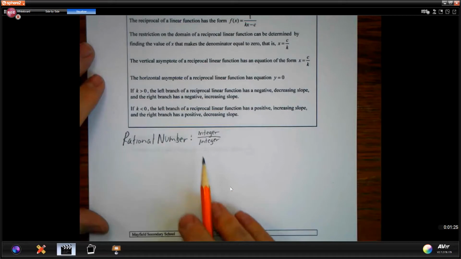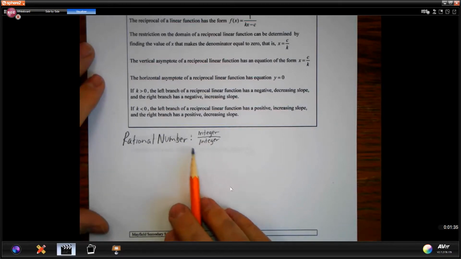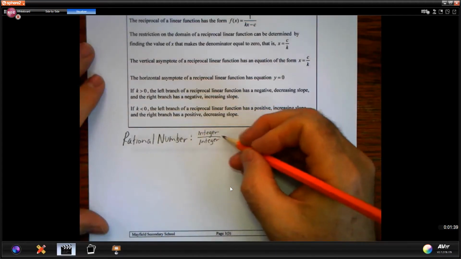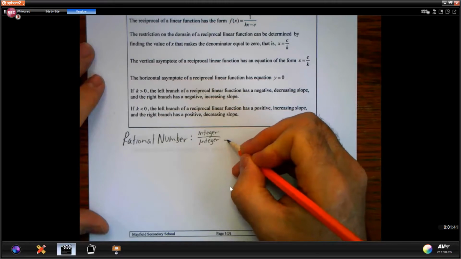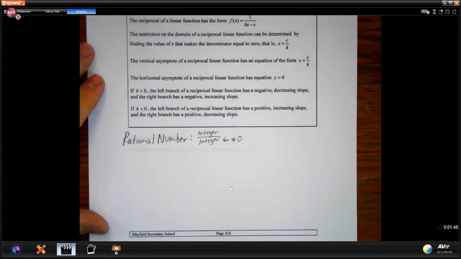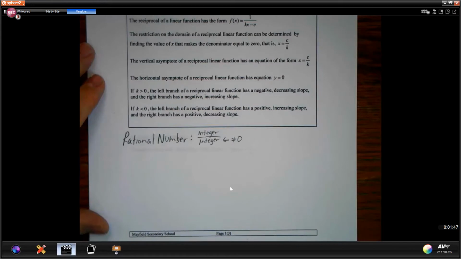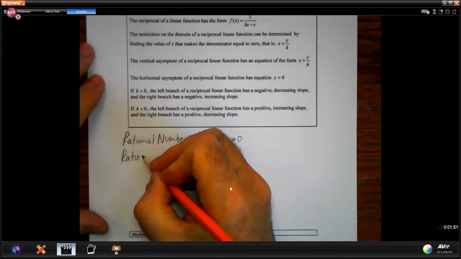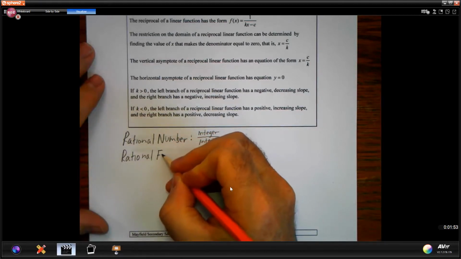Obviously, there are restrictions on this rational number, because what if the denominator was 0? Well, that would create a divide by 0 issue. So it would be any integer over integer where the denominator can't equal 0. And we're going to see this issue a lot when we talk about rational functions. So how do we extend this definition to a rational function?